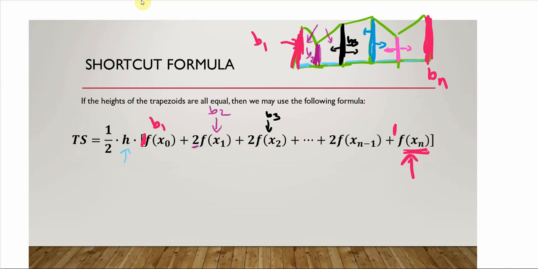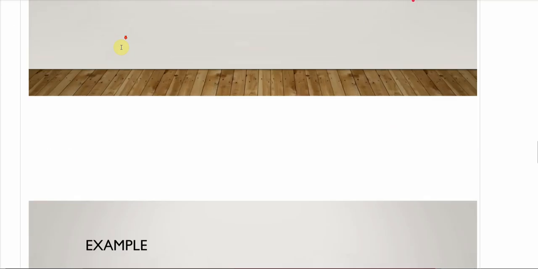Okay? And when I look at this formula, all you really have to do is just multiply 2 times all the bases that are in between. So you're going to double this guy, you're going to double this guy, you're going to double this guy, you're going to double this guy. But this guy you're going to put once, and this guy you're going to put once. Okay? And that's a shortcut for the trapezoidal sums.